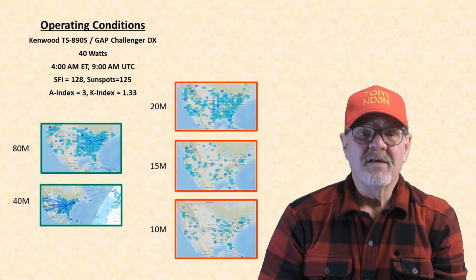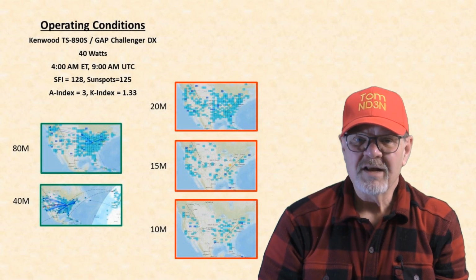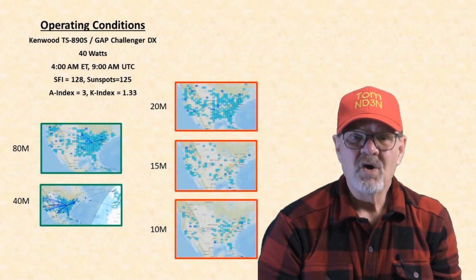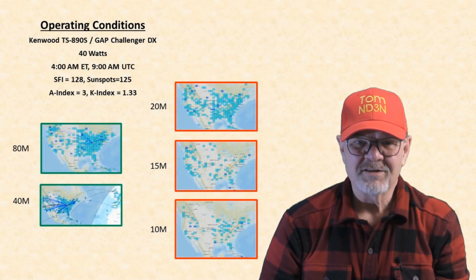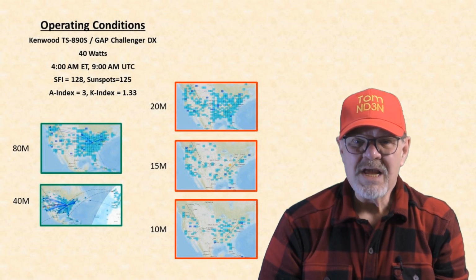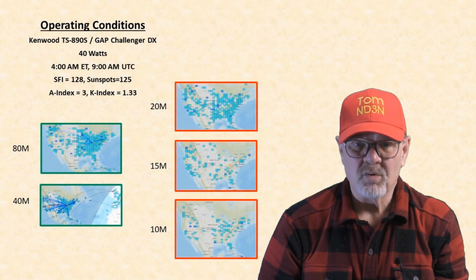At 4 a.m., the conditions were a solar flare index of 128 with 125 sunspots. The A index was 3 and the K index was 1.33.